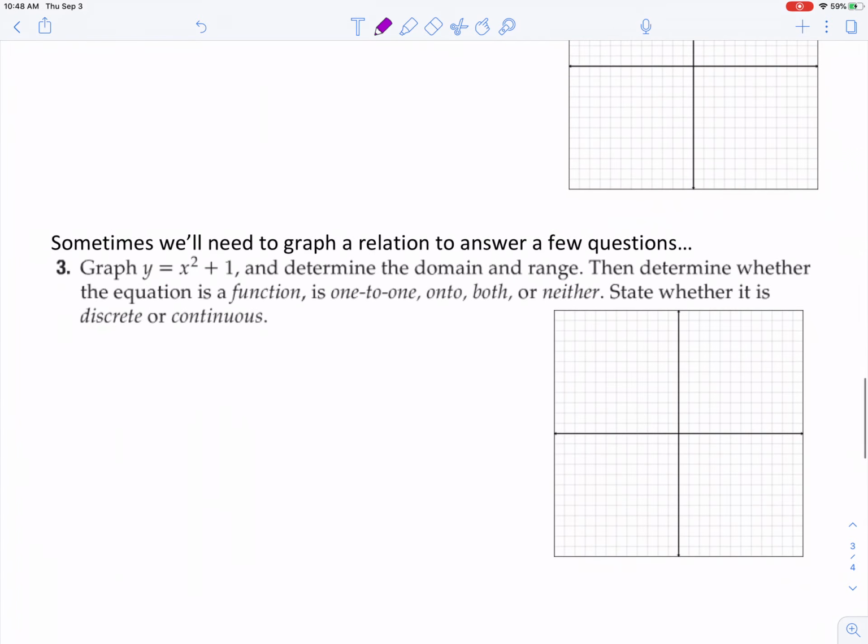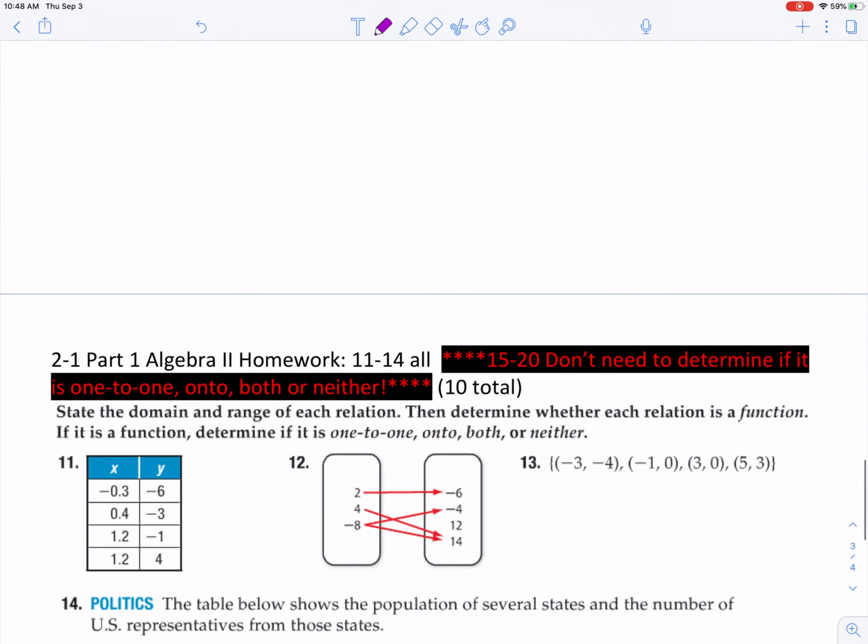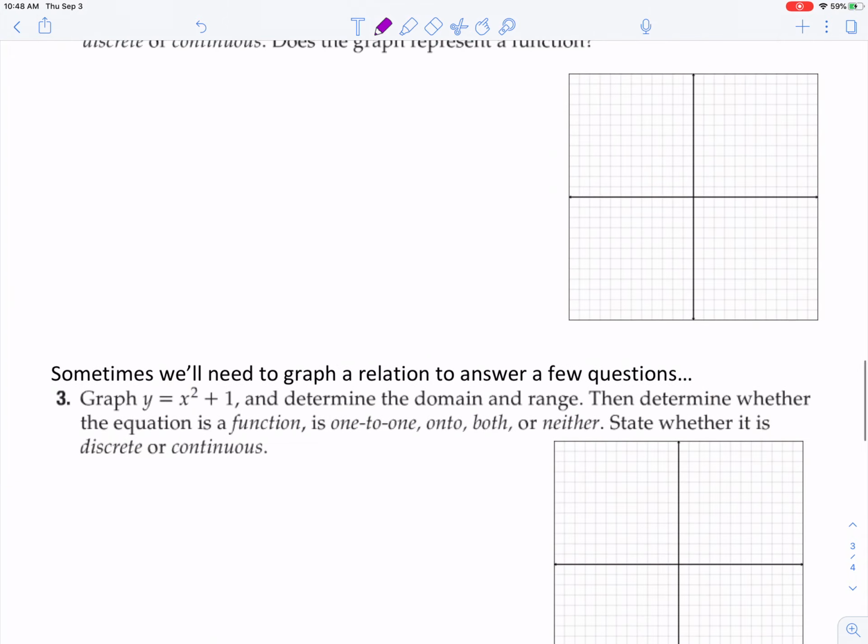And let's see, I think that's all we're going to do. Yep, that's it. It's on Delta Math.